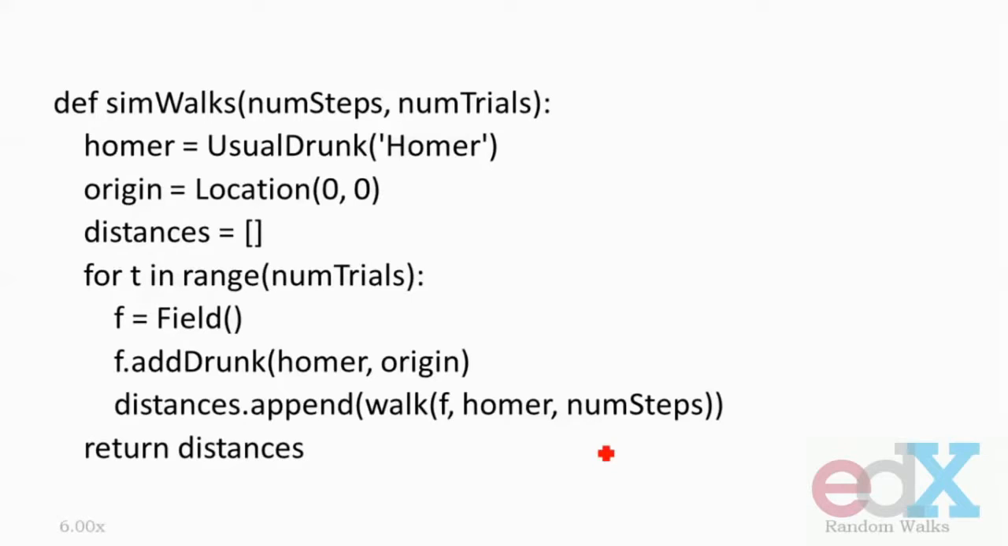Let's go back and look at what Swimwalks did. You'll notice that I did something that perhaps I shouldn't have. I hard-coded usual drunk in this code, so that in fact I have no way to experiment with any drunk other than the usual drunk. Probably not good programming, and fortunately something that's easy to fix. So let's now go over and look at the code where I fix it.